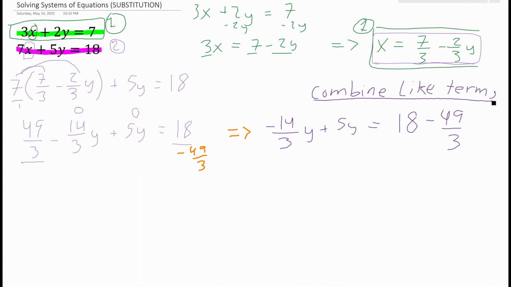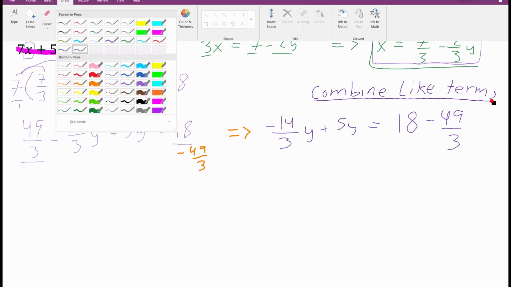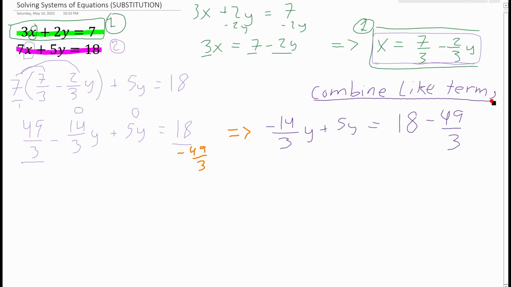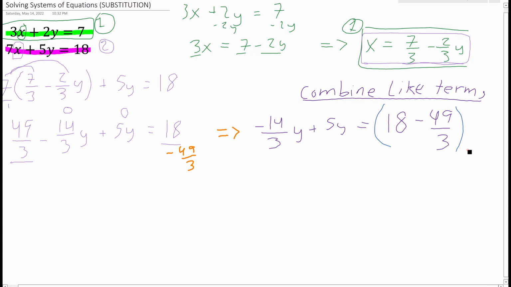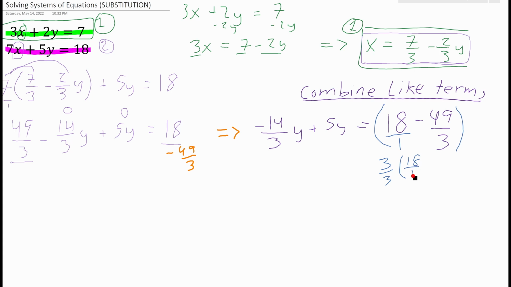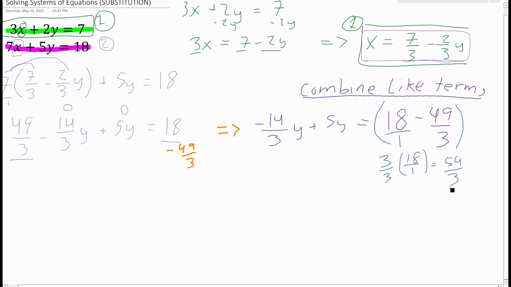So here we're just going to be adding, right? So let's use a different color to add. Let's do blue. If we're going to make these the same, we're going to have to make this have the same denominator, because this is really 18 over 1. So let's multiply both of these things by 3. So 3 over 3 times 18 over 1 is going to equal 54 over 3. So I'm going to rewrite this a little bit cleaner.